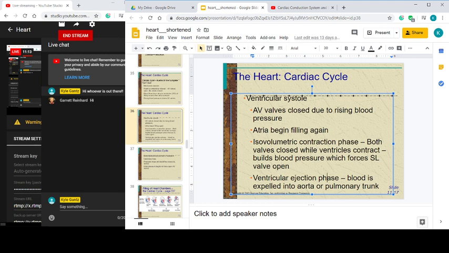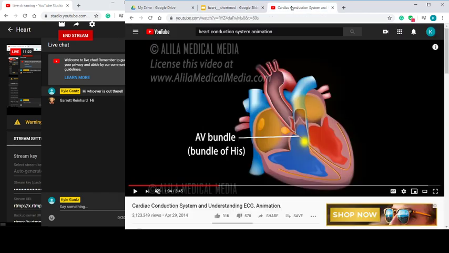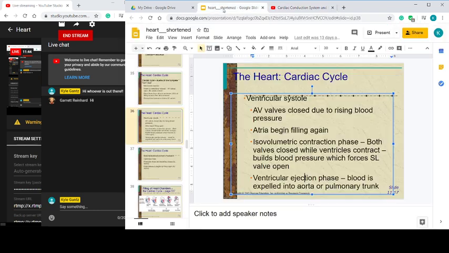This basically says what's happening here. The ventricles are ejecting blood. Blood is expelled into the aorta or the pulmonary trunk. So that isovolumetric contraction got strong enough to blow through or open up the pulmonic semilunar and the aortic semilunar valve. You see that? And so once the blood starts to move, they would call that the ventricular ejection phase. Okay?